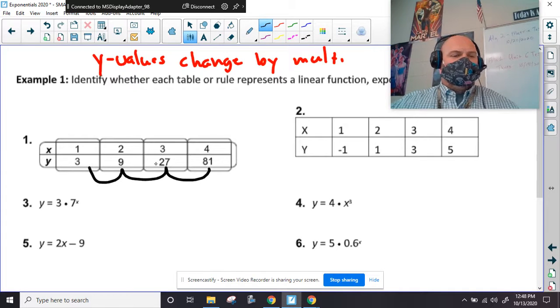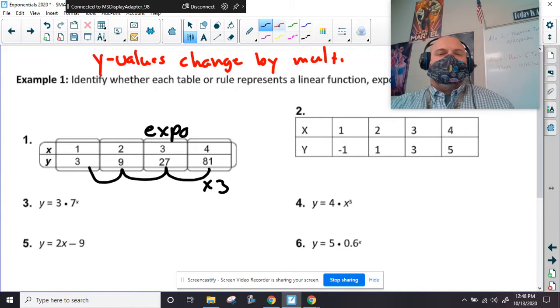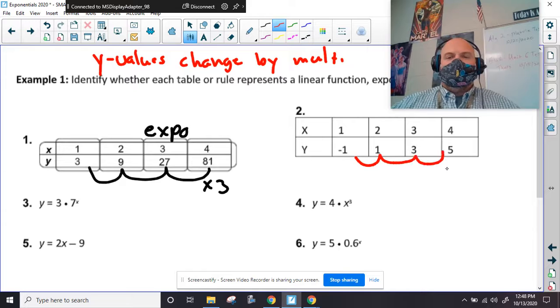What's being done to each of the y's each time? Yeah, it's multiplying by 3. So this one is an exponential. Okay, and honestly, if I were you, I would just write expo also. It's not an expo marker, it's an exponential graph. Okay, this one looks like we're adding 2 each time, so this would be a linear.